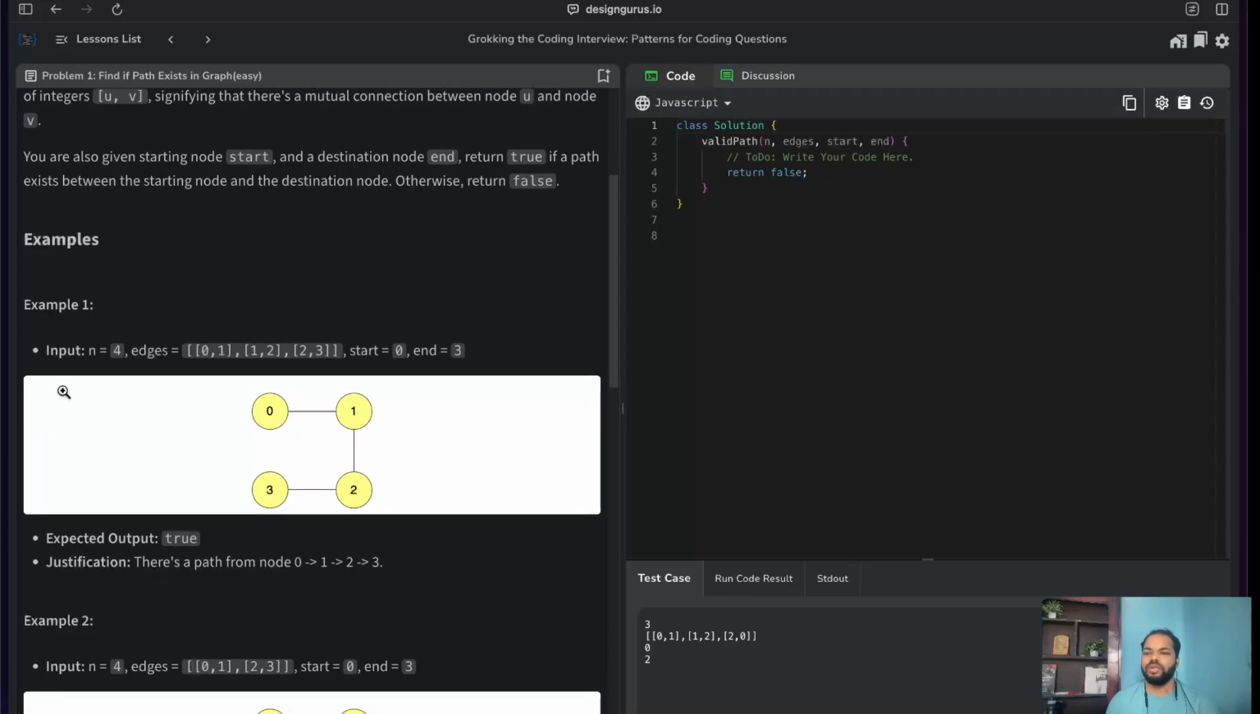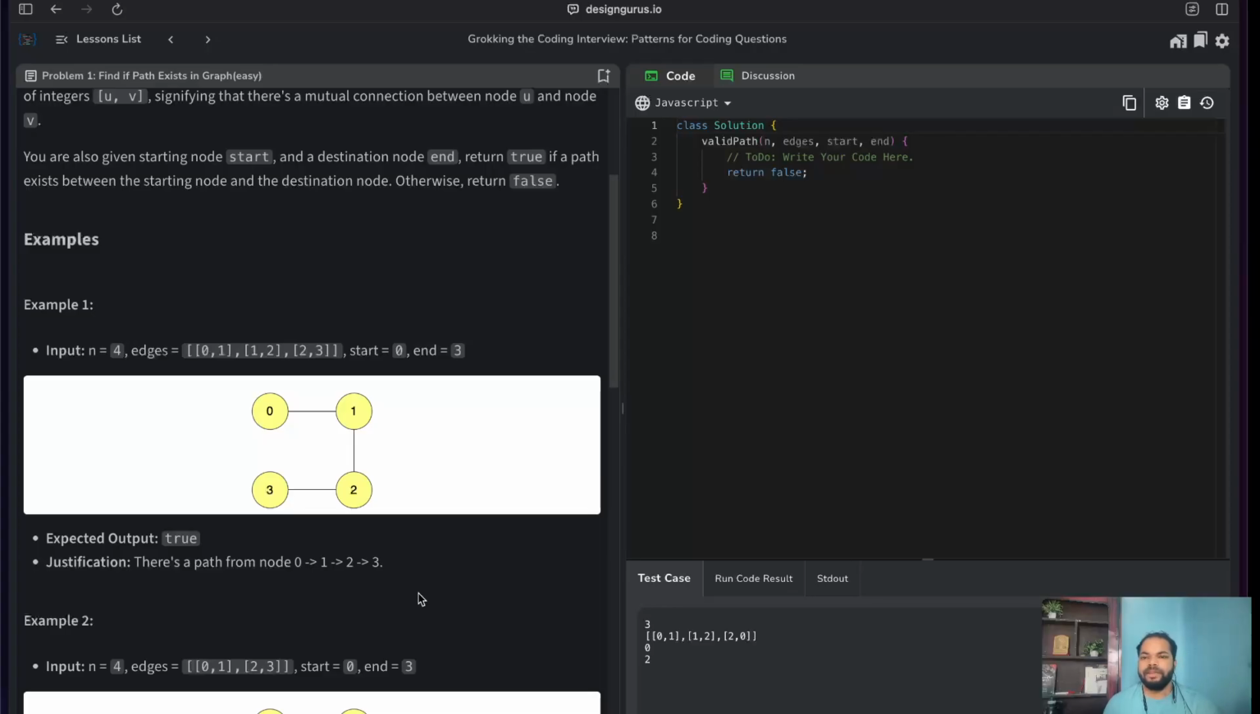Then what we will do for this one is we can use anything. We can use BFS or DFS, it doesn't matter at all, both will work here. And then it says input n is 4, edges are 0 to 1, 1 to 2, 2 to 3, start is 0, end is 3. So the expected output is true. Justification: there is a path from node 0 to 1 to 2 to 3.